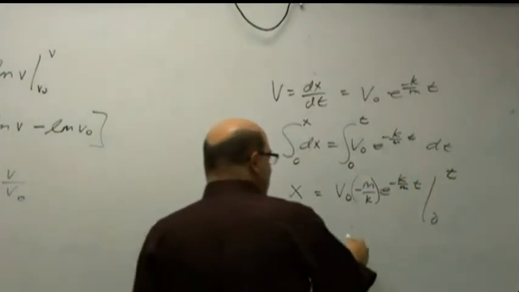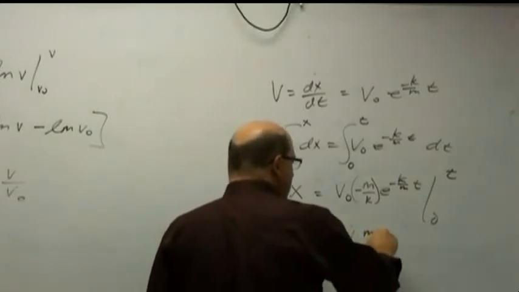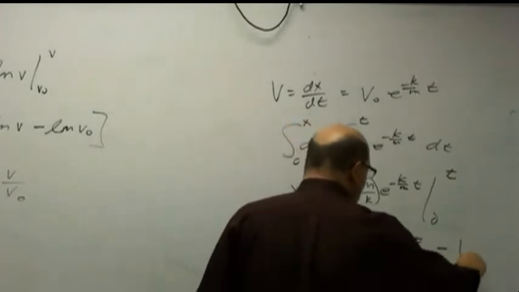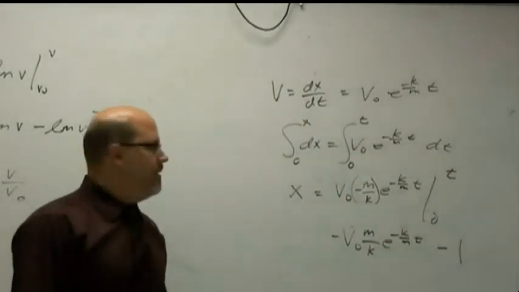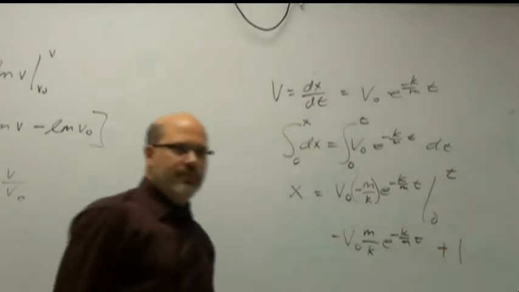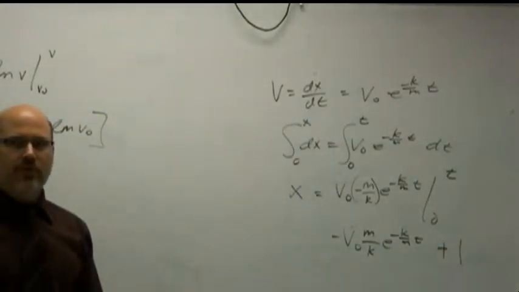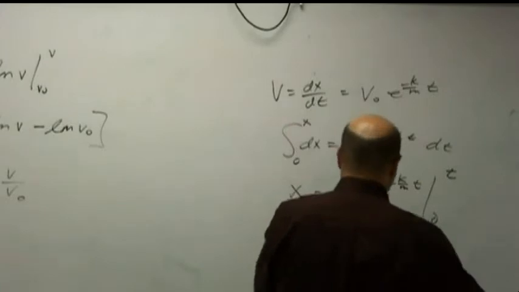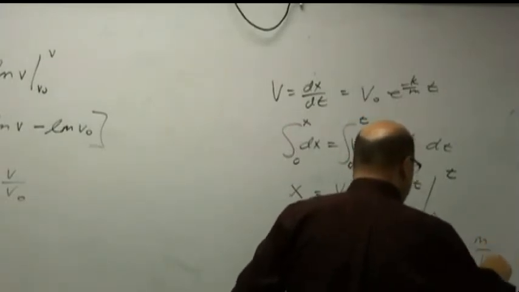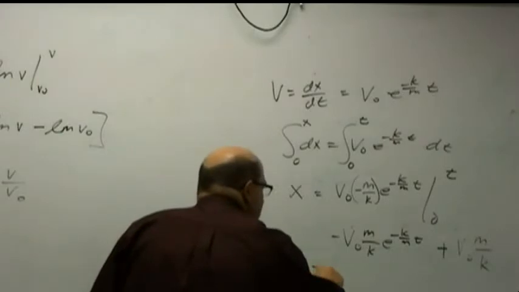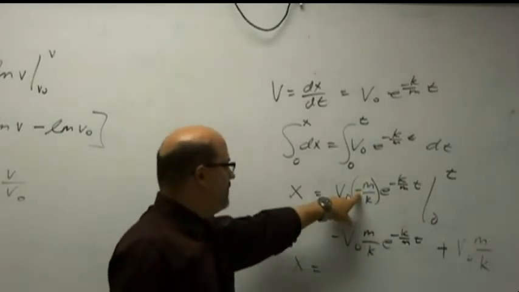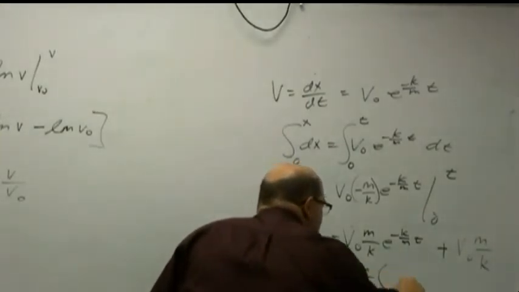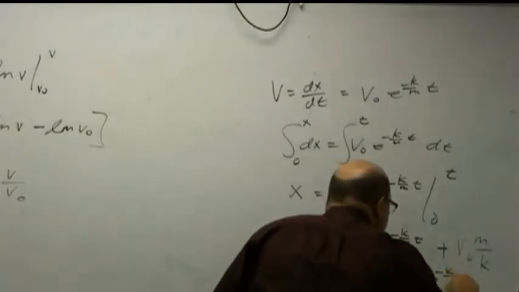So that means I get v naught times negative m over k times e to the negative k over m t minus 1. But I have a negative, so it's plus 1. E to the 0 is 1, right? That would leave v naught times negative m over k, and it's subtracted, but I got a negative, so it's minus negative, which is plus. So I get v naught m over k times 1 minus e to the negative k over m t.